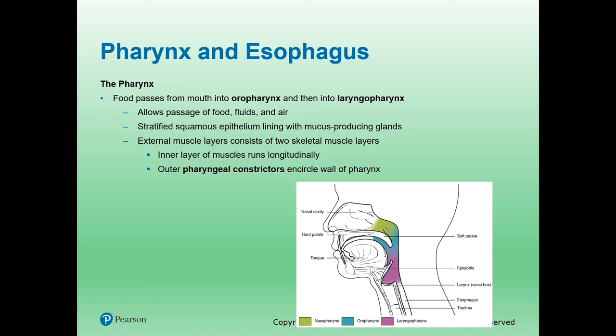Our simple columnar really is what we want for diffusion and excretion and stuff to occur. Our stratified squamous epithelium, we want that to be relatively protective, okay? Some mucus-producing glands within that tissue, but definitely not as much as we see in the simple columnar epithelial tissue. All right, the external muscles consist of skeletal muscles, but there's also smooth muscle as well, and that's that inner layer that runs longitudinally.